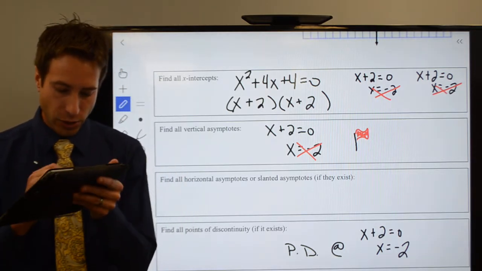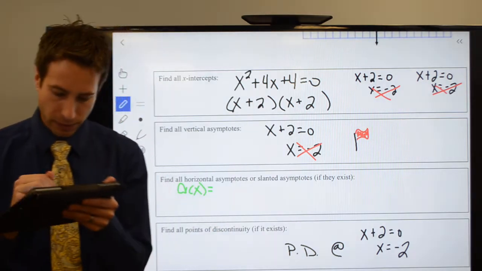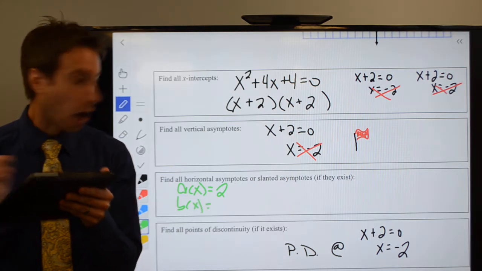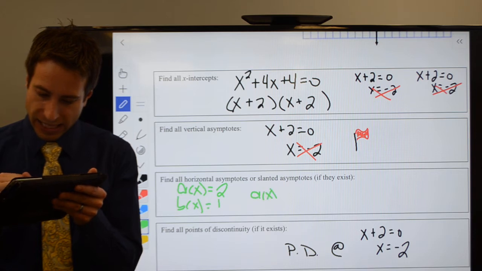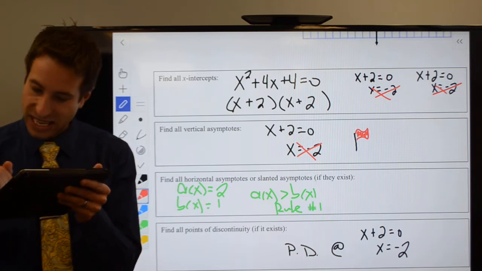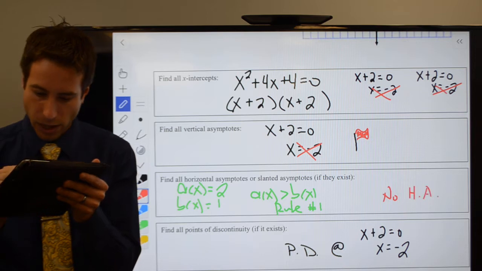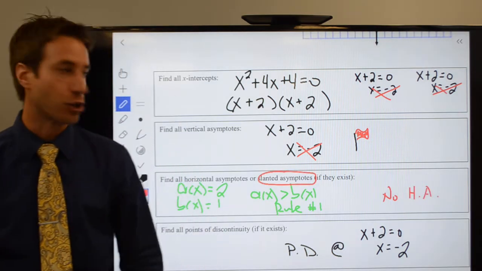All right, the degree of the top is 2. Degree of the bottom is 1. Okay, all right, well, the degree of the top is greater than the degree of the bottom. That means I have rule number 1. That means, for now, I have no horizontal asymptote. I'm actually going to have a slanted asymptote, so let's go ahead and go through the algebra to find that.